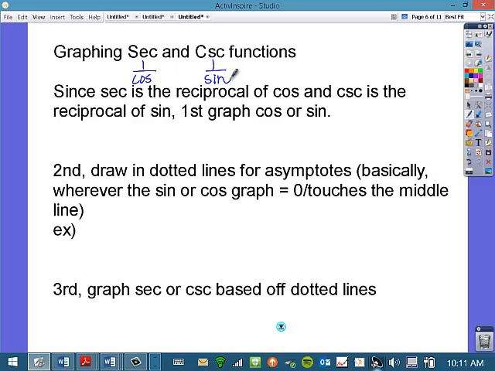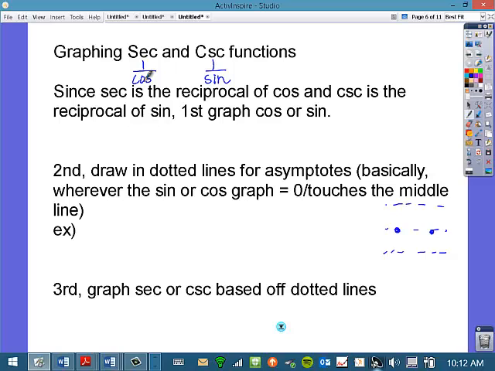So basically, wherever your sine or cosine graph is equal to 0, where it touches the middle, like you have your max, you have your middle, and you have your min, wherever your sine or cosine function touches the middle line, that's where you're going to have an asymptote. And this makes sense because since secant is 1 over cosine, you can never have 0 in your denominator. So wherever cosine is equal to 0, secant is undefined, and you're going to have an asymptote there.